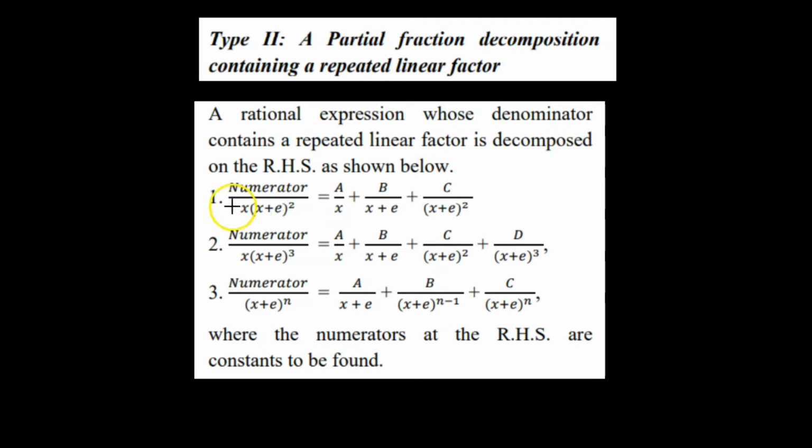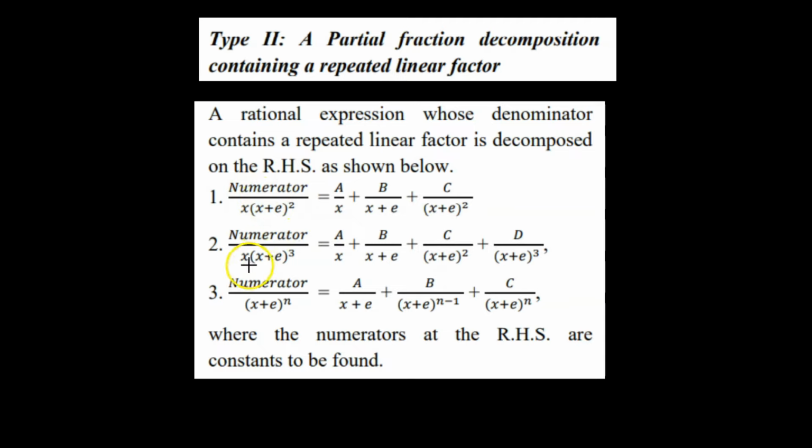So for instance, over here it means I have 3 different factors. I have x, so I'll write the partial fraction for x, which is linear, so it's supposed to be using one variable for the numerator. Then x plus e, you write the partial fraction for that. Then you write the partial fraction for x plus e all squared. So it means you are going to have 3 separate partial fractions for such a rational function.